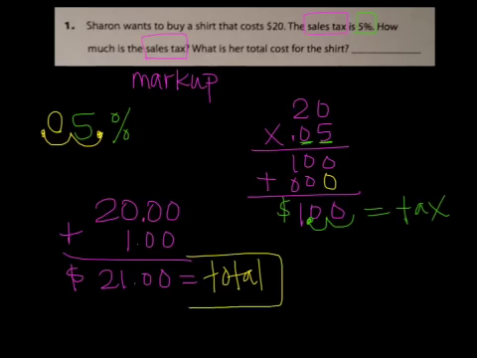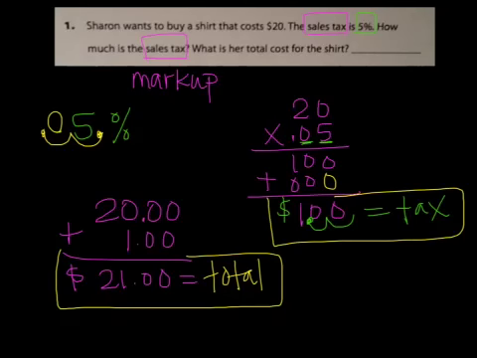Now I have 2 answers on this problem. I have the tax and I have the total. So you need both of those answers. The last question on homework is talking about interest. We're going to do interest the exact same way.